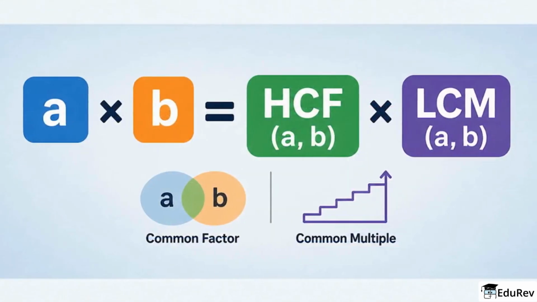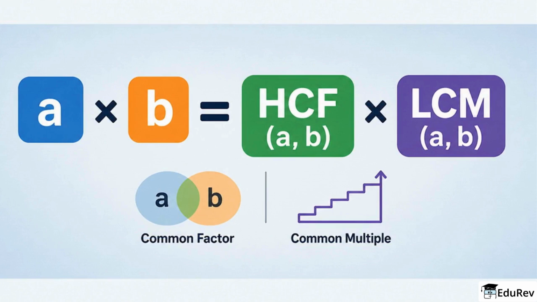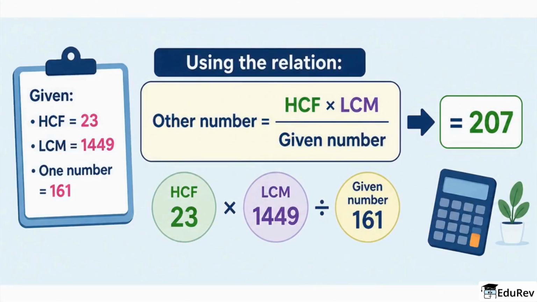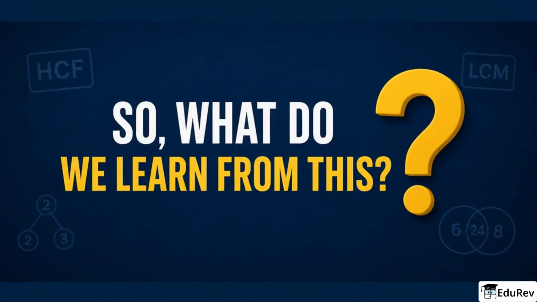A useful relation is that for two numbers A and B, A times B equals HCF of A and B times LCM of A and B. Using this, question number 7 gives HCF 23 and LCM 1449 and one number 161. We find the other equals HCF times LCM divided by the given number, which gives 207.